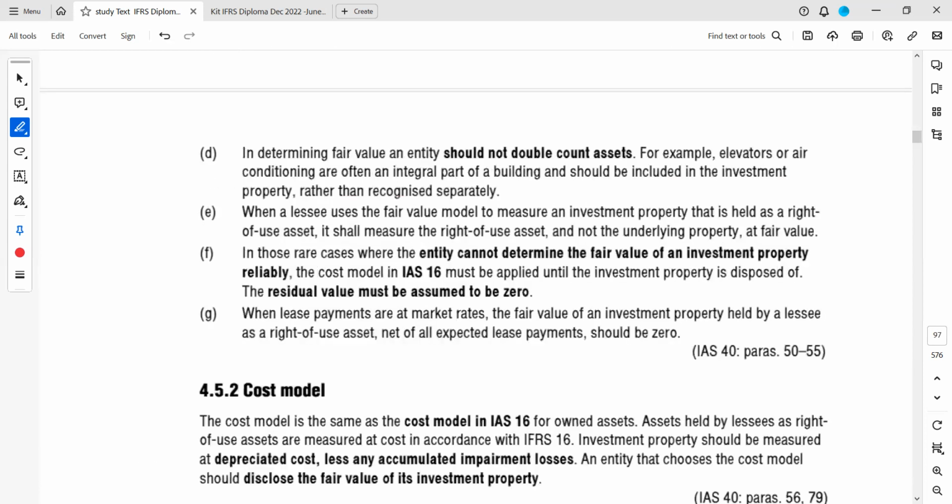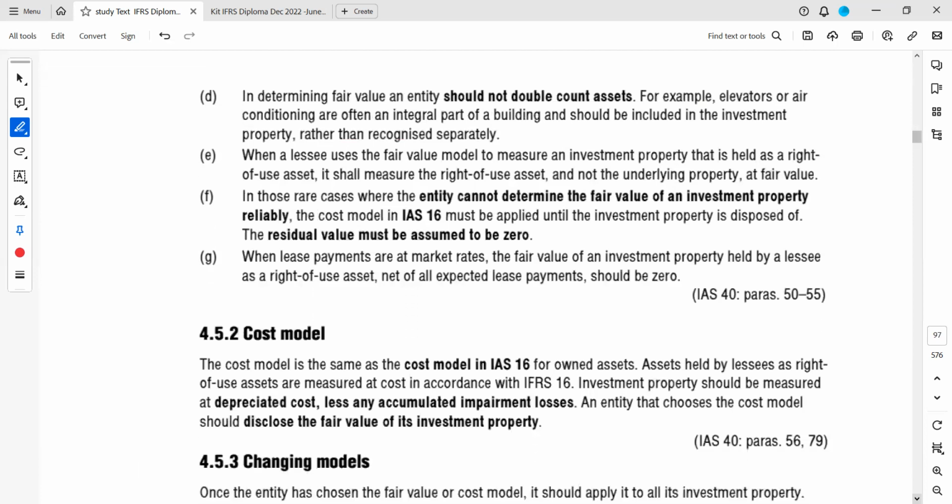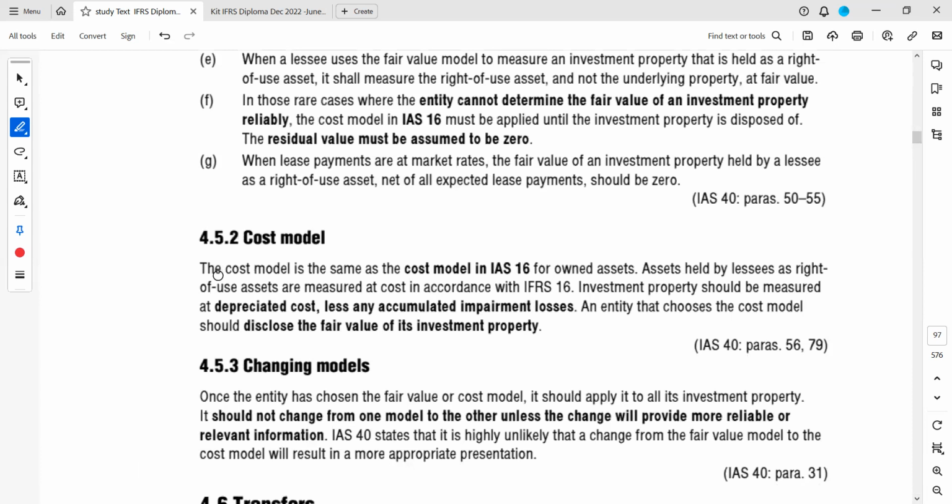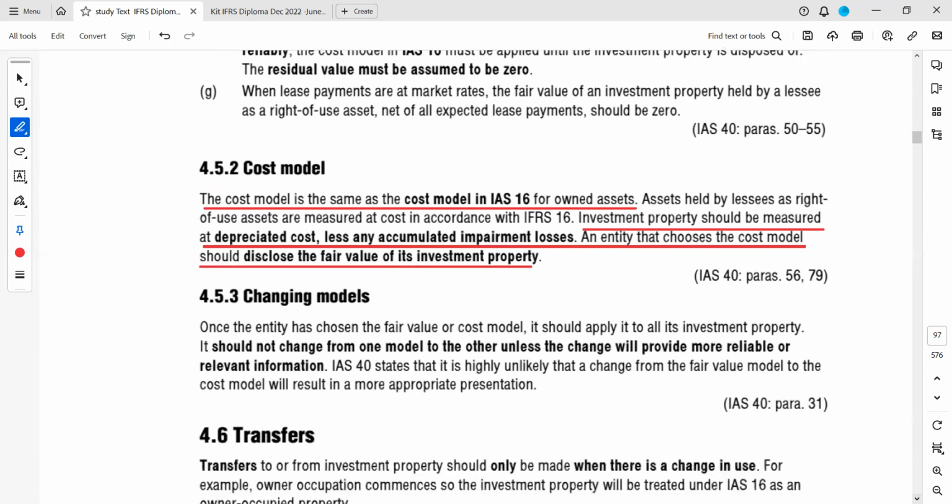Now, if we want to use cost model, then this is the same as IAS 16 cost model. How can we record this? Investment property should be measured at depreciated cost less any accumulated losses. An entity that chooses the cost model should disclose the fair value of its investment property until and unless that fair value cannot be reliably measured.